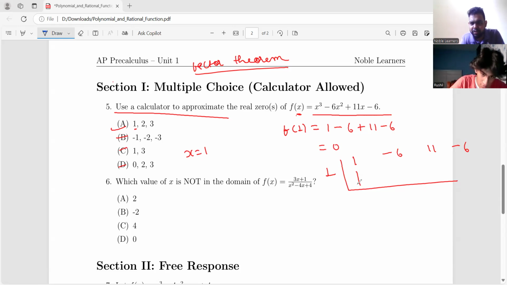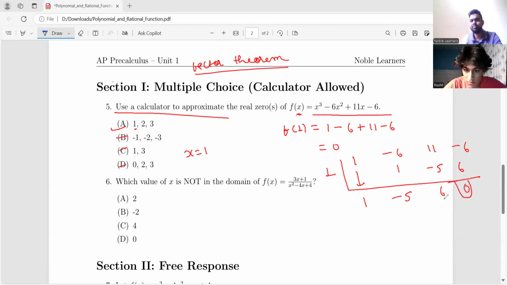And now you can drop the first number, because we dropped the first number so that we could have something to multiply with. So 1, I will write negative 5, then that would be 6, and then 6 here, and then 0. The last one is always my remainder. Whenever we write the quotient, my quotient always has a degree 1 less than my dividend. My dividend is a cube, so my quotient is going to be a square. So it is x squared minus 5x plus 6.